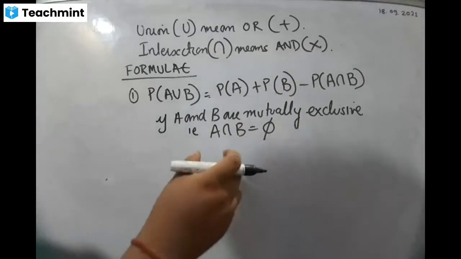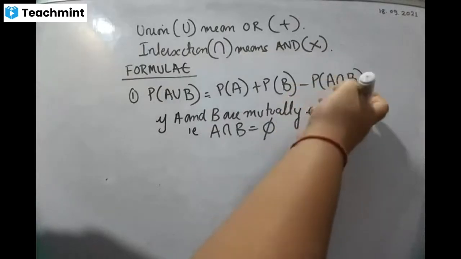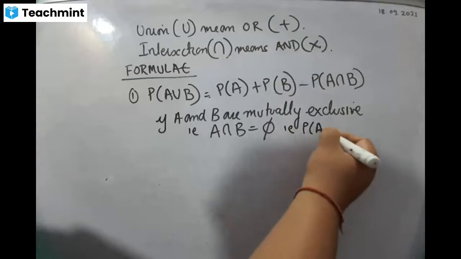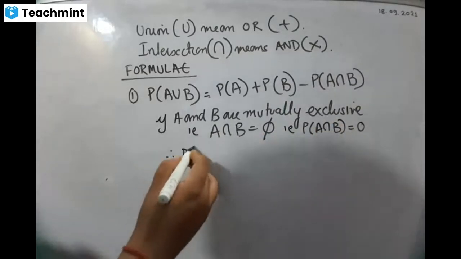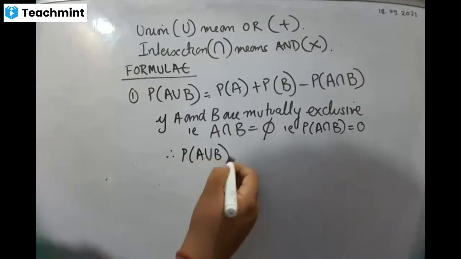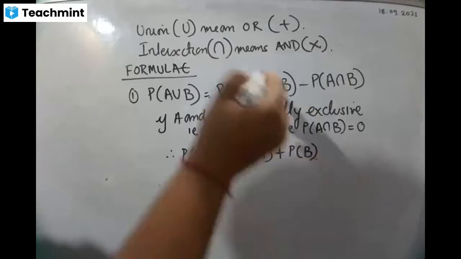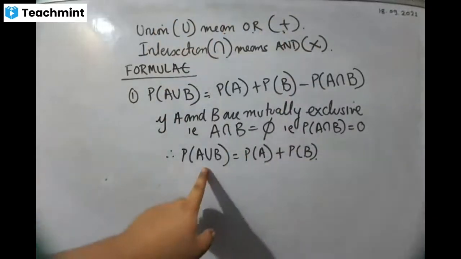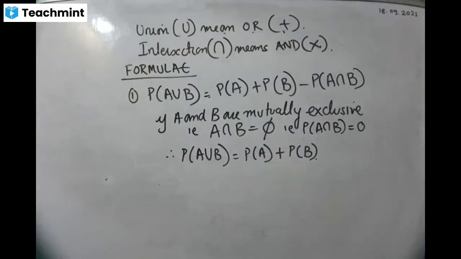Then what is going to happen? If A intersection B has no elements at all, then the probability of that is going to be 0. So that is, probability of A intersection B will be equal to 0. Therefore, probability of A union B will be equal to probability of A plus probability of B. Didn't I tell you union means or means plus? So when does probability of A union B equal probability of A plus probability of B? When there is nothing common between A and B. Now this is going to make sense, okay?